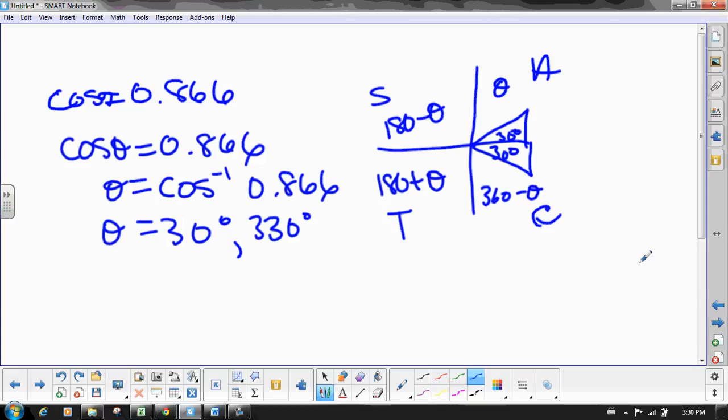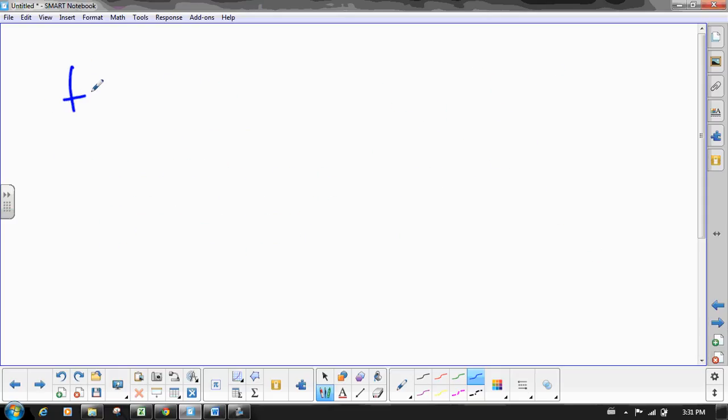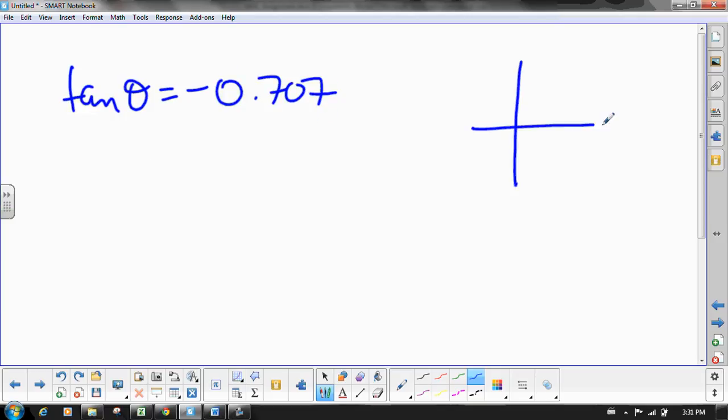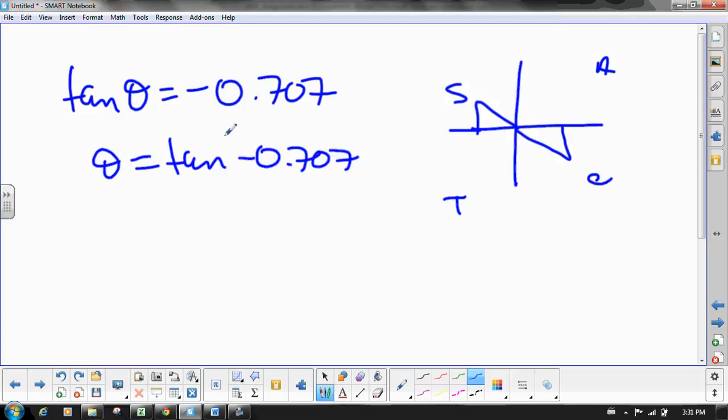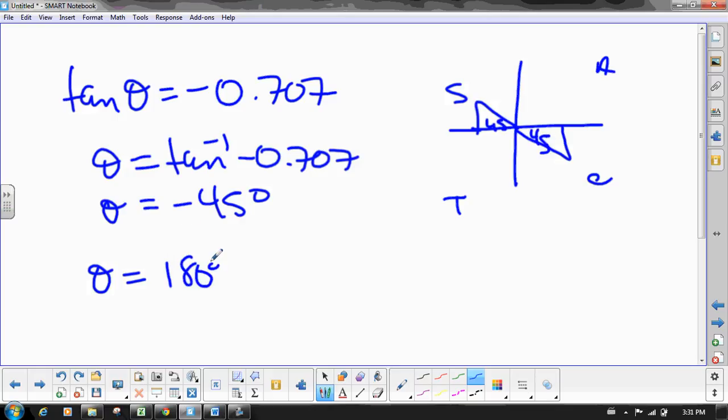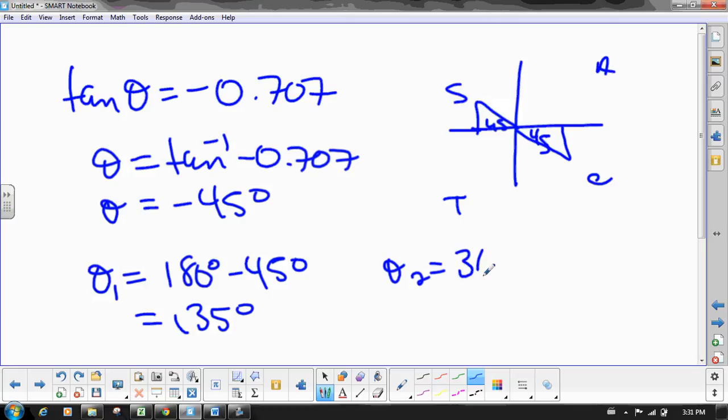So if we do one more like that, let's say we were looking for the tan of theta equals negative 0.707. If I sketch that, tan is negative in the second quadrant and the fourth quadrant. If you do this on your calculator, it's going to tell you the answer is negative 45. But we aren't using the negative values here. So that's 45, this is 45. 180 degrees minus 45 is going to be one of my answers, which will be 135 degrees. And then theta 2 is going to be 360 minus 45 degrees to give me 315 degrees.